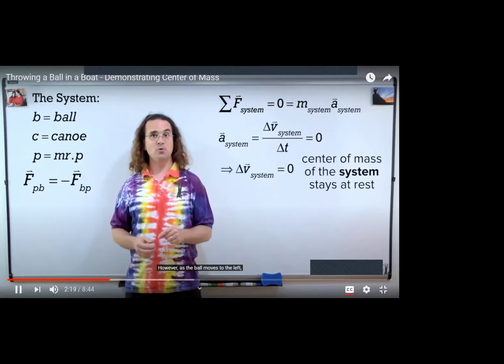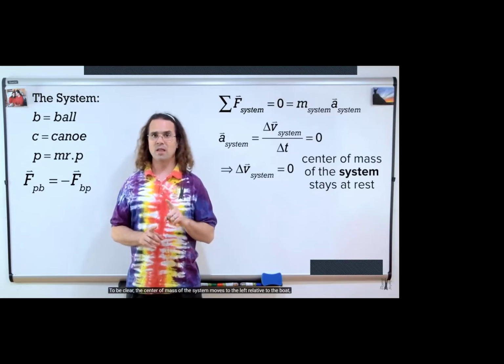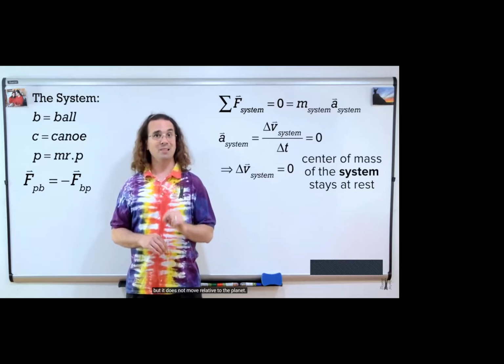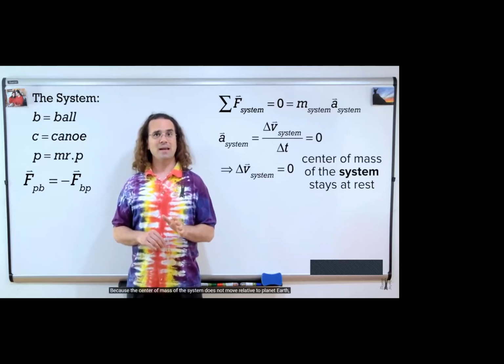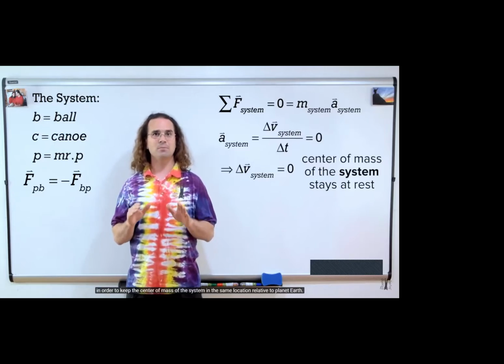However, as the ball moves to the left, the center of mass of the system moves to the left relative to the boat. To be clear, the center of mass of the system moves to the left relative to the boat, but it does not move relative to the planet. Because the center of mass of the system does not move relative to planet Earth, as the ball moves to the left, everything else in the system must move to the right in order to keep the center of mass of the system in the same location relative to planet Earth.